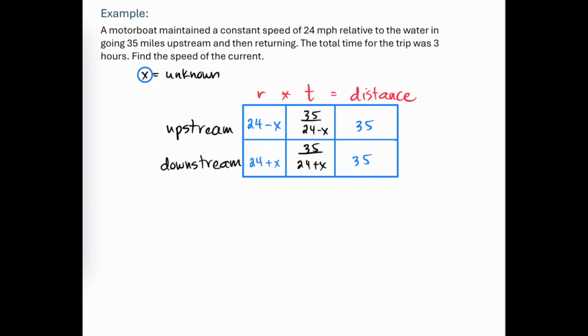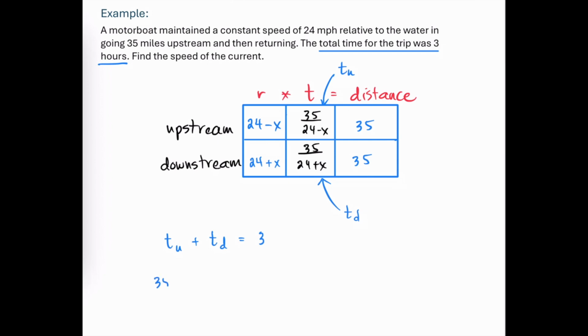So now that our table is populated, we're ready to try to set up an equation for us to solve. The piece of information that we haven't used yet is that the total time for the trip is 3 hours. So that means the time that it took us to travel upstream plus the time that it took us to travel downstream is going to be equal to a total of 3 hours. Well, this is the time that it took us to travel upstream, and this is the time that it took us to travel downstream. So we can add these two quantities together, and their total should be 3.